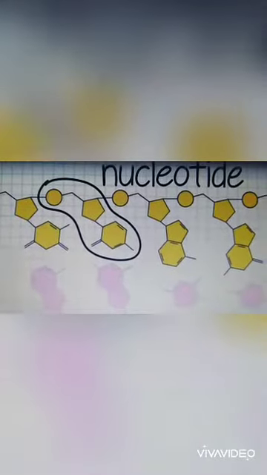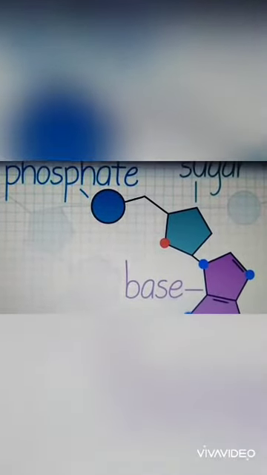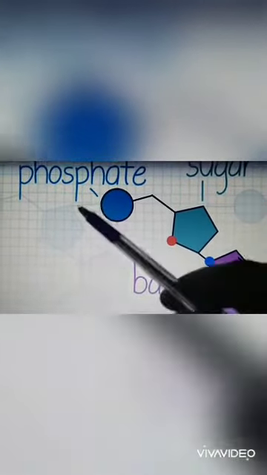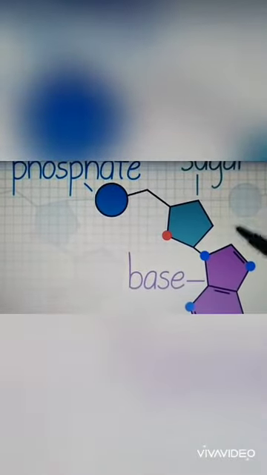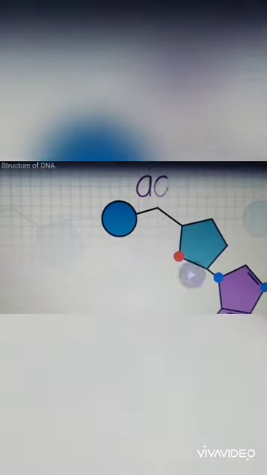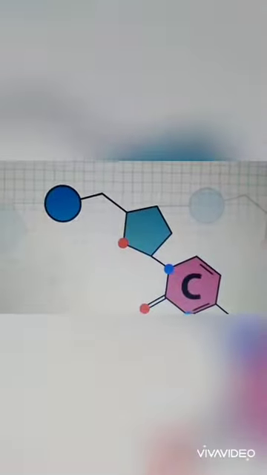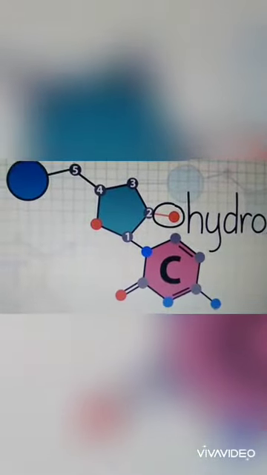Each strand is a polynucleotide, that is, each strand is made up of many nucleotides, that's why it is known as a polynucleotide. Each nucleotide will consist of three groups: the first one is the phosphate group, then the sugar group, and then the base group. These bases are the nitrogenous bases. The four nitrogenous bases are adenine, guanine, thymine, and cytosine.